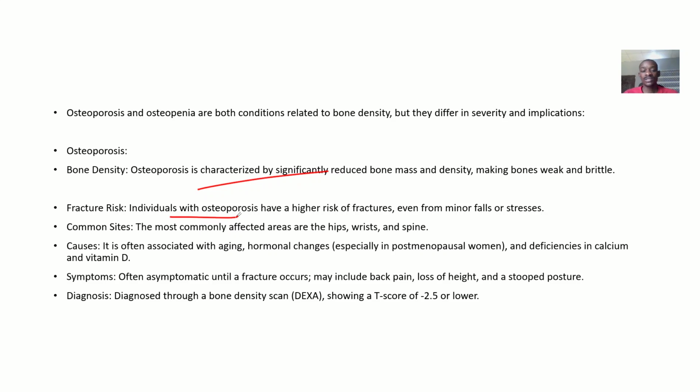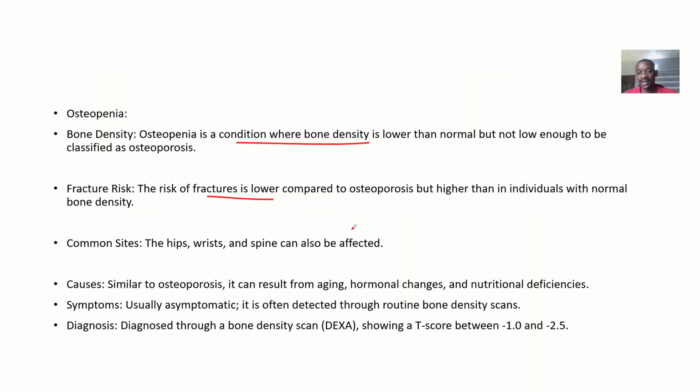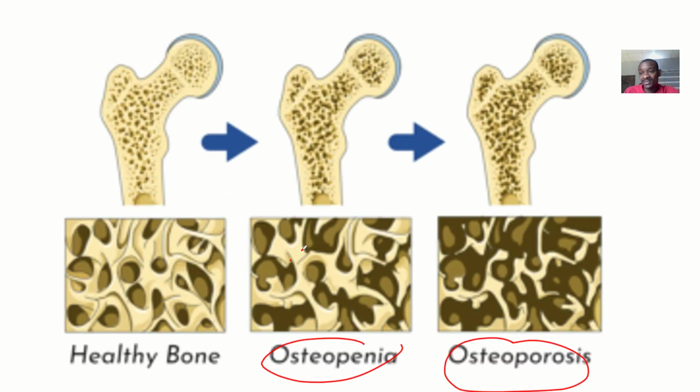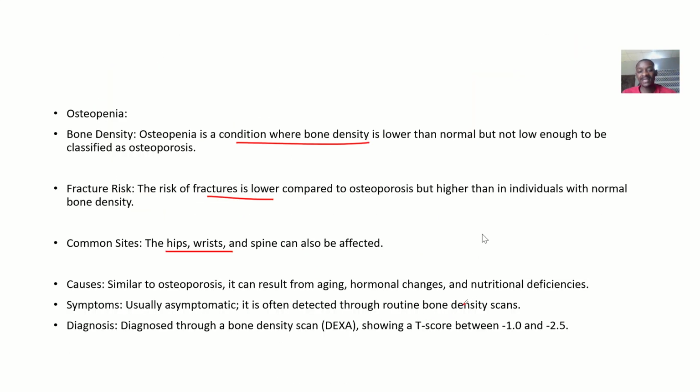Okay. Common sites: osteoporosis most commonly affects the hip, wrist, and spine. In osteopenia, the hip, wrist, and spine can also be affected. That's one of their similarities again. Now, causes. It is often due to things like aging, hormonal changes, especially in women who have gone past menopause, and people who have deficiency in calcium and vitamin D. Osteopenia is also similar to osteoporosis. Of course, it's the same things, same consequences coming up.